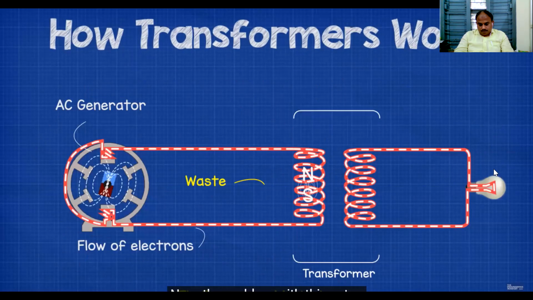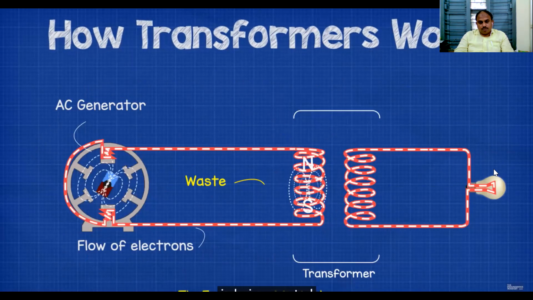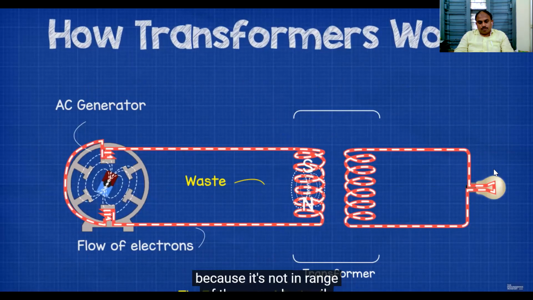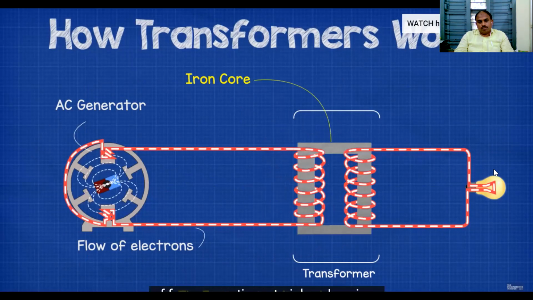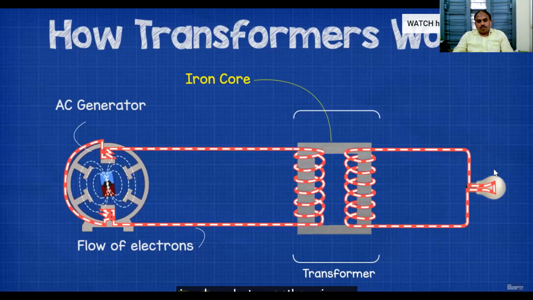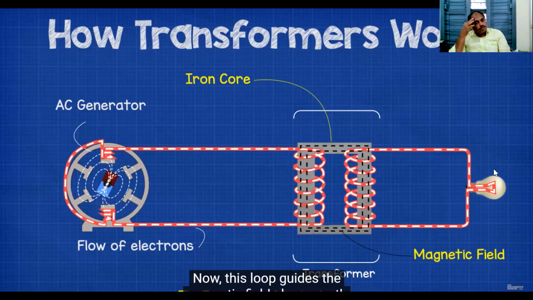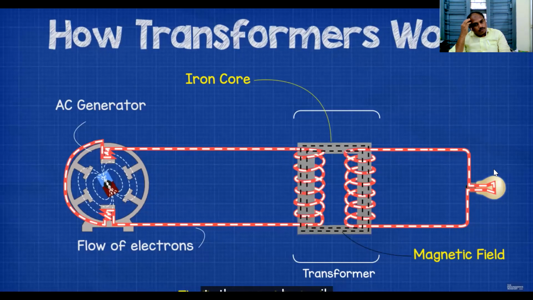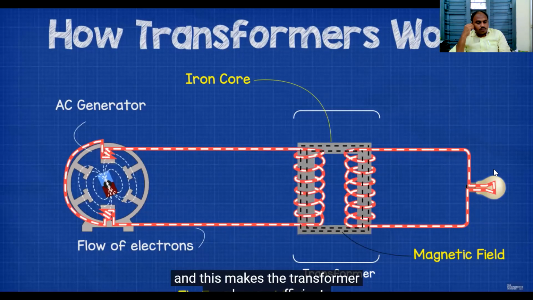Now the problem with this setup is that a lot of the magnetic field from the primary side is being wasted because it's not in range of the secondary coil. So to fix this, engineers place a core of ferromagnetic material such as iron in a loop between the primary and secondary coils. Now this loop guides the magnetic field along a path to the secondary coil so that they will share the magnetic field, and this makes the transformer much more efficient.